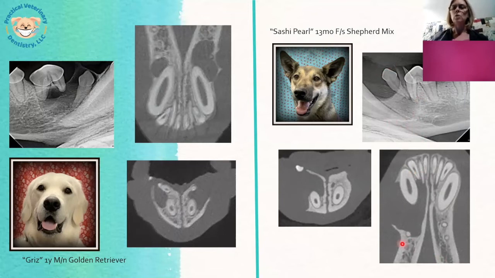And again, we're able to talk to the owner in preparation for the surgery and tell them about the risks of problems. Might even have some involvement of the incisors up here, which is very difficult to appreciate radiographically. And you can see on Grizz, he definitely has a very thin cortex on the mandible in this area, but not actually nearly as dramatic as Shashi Pearl. So it really helps with our treatment planning in situations where we wouldn't normally be considering doing a CT.